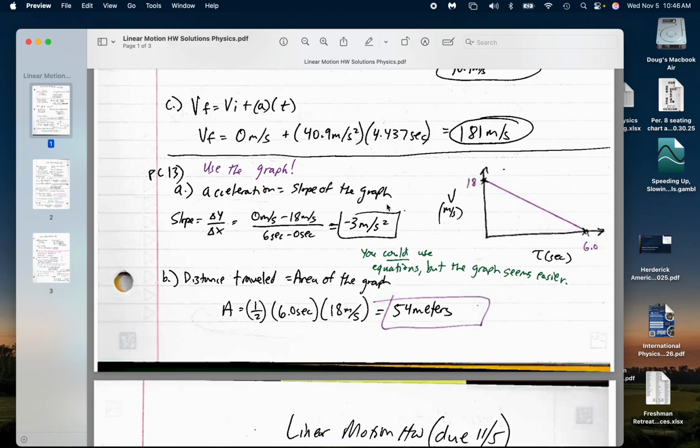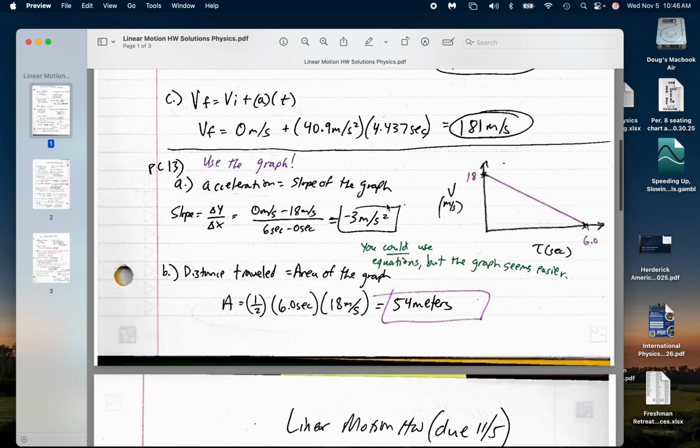Hopefully, if you see a graph like this, you would know that that's a negative acceleration. For part B, you should understand that the area of a velocity-time graph is equal to the displacement, and in this case that's the same thing as the distance traveled, because we're only going in one direction. So 1/2 height times base, 1/2 times 6 times 18, gives me 54 meters.